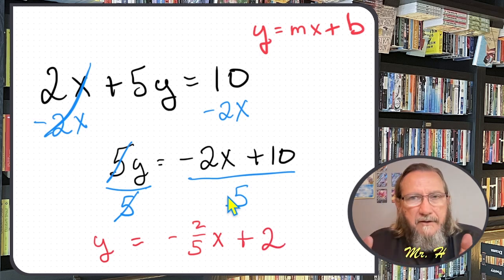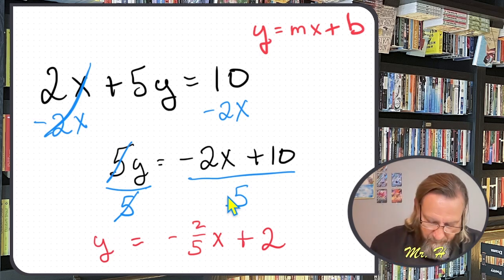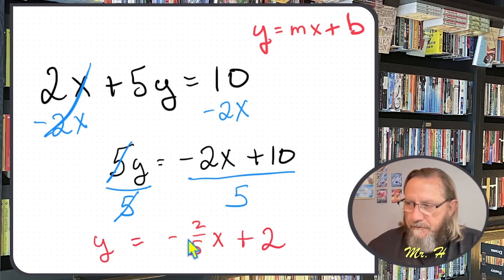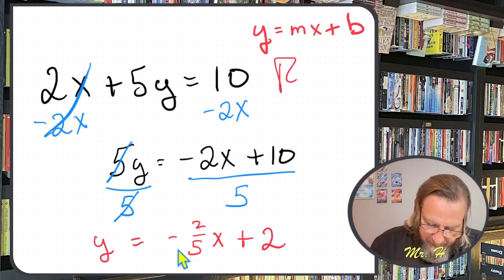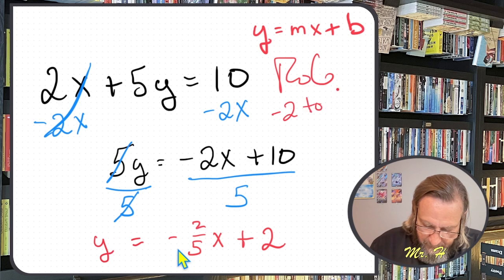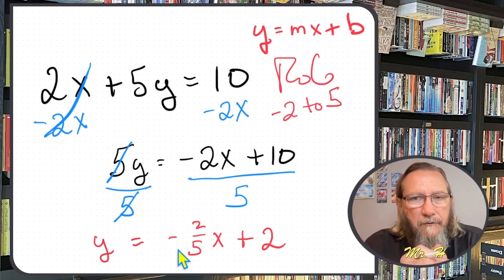So now we've got it in slope-intercept form. What is the slope? The slope is this negative 2/5. Therefore, the rate of change is negative 2 to 5. Negative 2 to 5. Hopefully that's what you got for your answer. Let's put another equation on the screen for you.